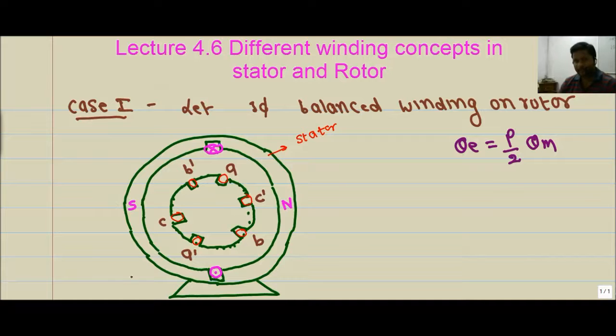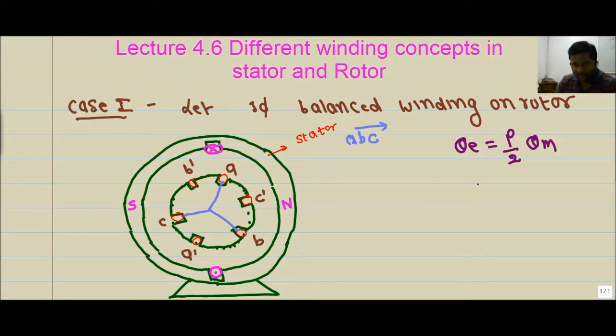It is a two-pole machine where the number of poles in the stator is 2, and automatically the number of poles generated in the rotor is also 2. Otherwise there will be no torque generation. So our mandatory condition is that the number of poles on the stator is 2 and on the rotor is 2. The rotor has a three-phase balanced winding placed in this fashion, making a phase sequence of A, B, C.